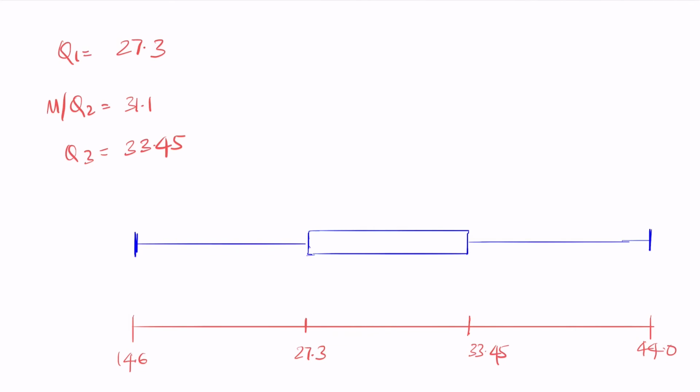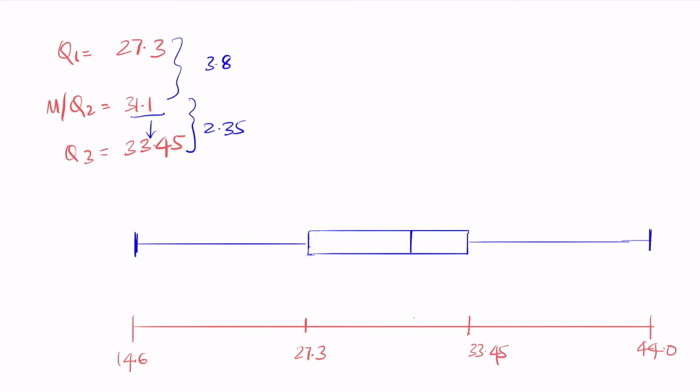And at the end we have to draw the median. So how do you know where the median is? So one way of knowing is to find the difference between the values that you have. So 31.1 minus 27.3 gives you about a 3.8 point difference, and 33.45 minus 31.1 is a 2.35 difference. So which means that this value is much closer to Q3. So what we can do now is draw a vertical line closer to Q3.